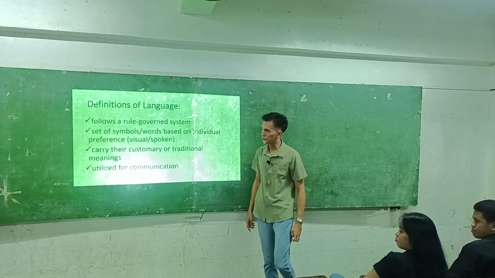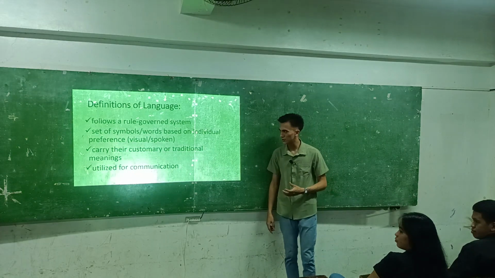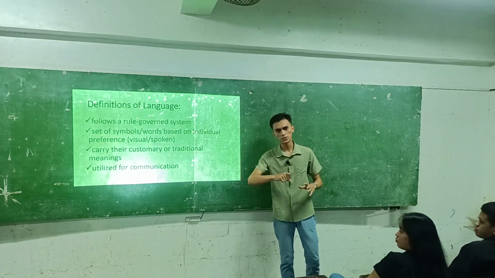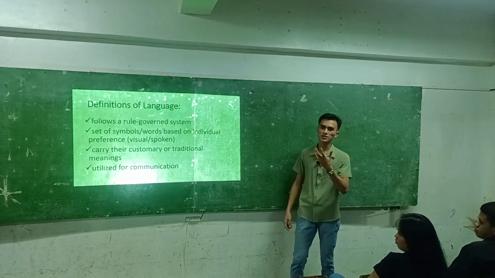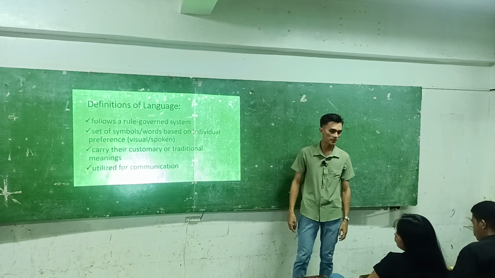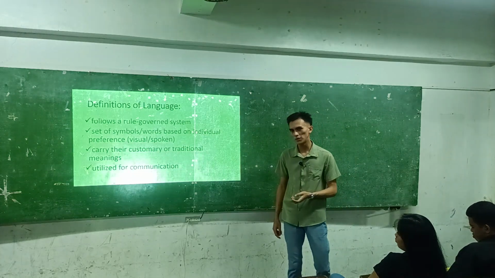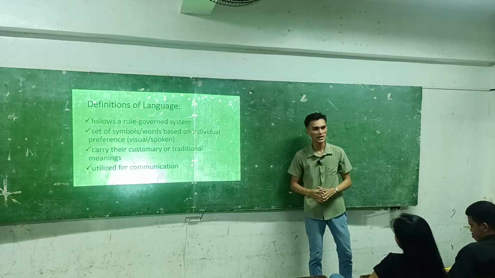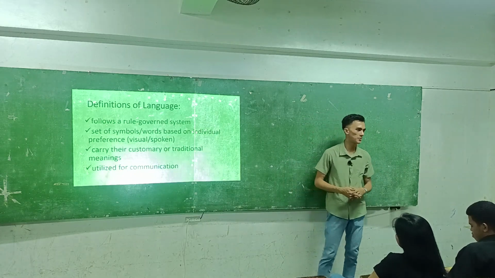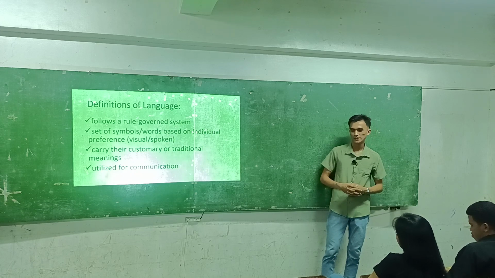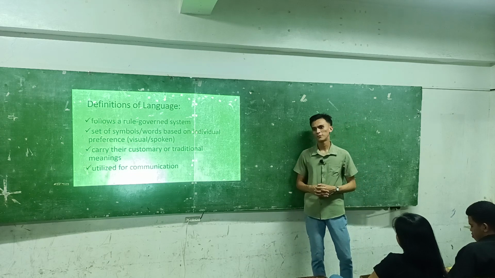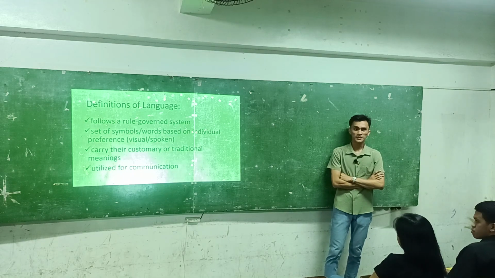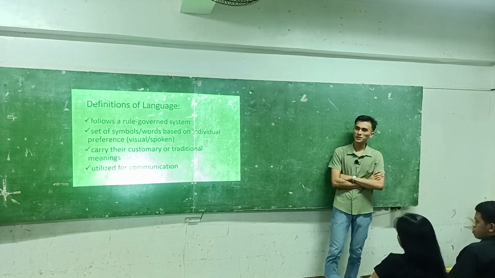Second, definition of language. It is a set of symbols, words, based on individual preference, which may be visual or spoken. Visual means written, and spoken means what you say. In the most basic sense, it is a set of symbols and words because language does not only entail words, it entails words with meaning behind. Take my earlier example, which you can all relate to. If you have a friend who says, have you ever visited a dentist? And then you know automatically what it means, right?